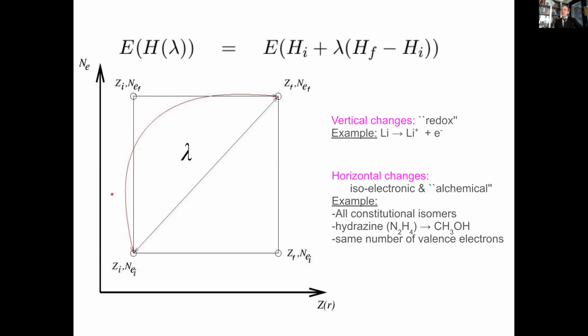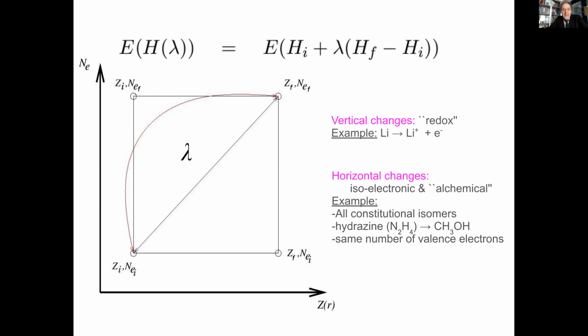If you do horizontal changes for a fixed number of electrons, then you can deal with things isoelectronically. So you can treat all constitutional isomers for a given stoichiometry. They only differ in Z, they have the same number of electrons. You can also change stoichiometry, of course, just like we changed methane to ammonia. So let's say hydrazine to methanol. These are compositional isomers that are isoelectronic.